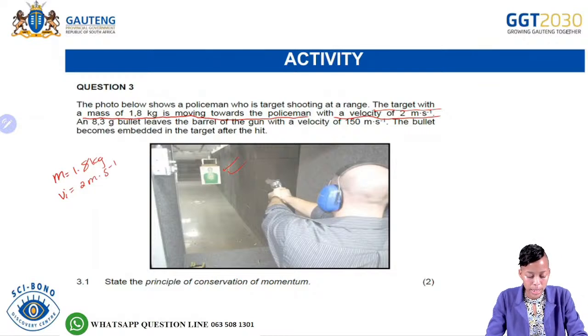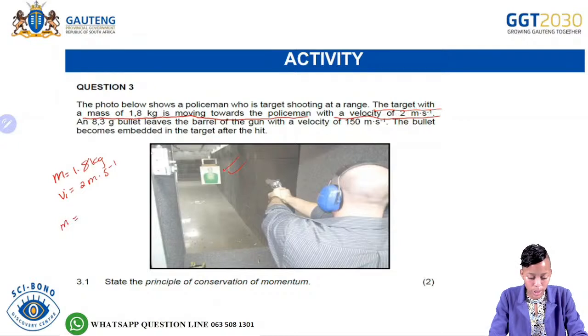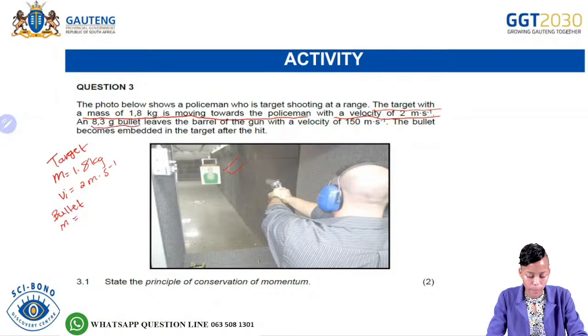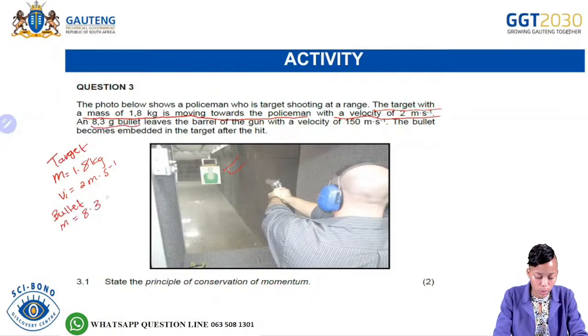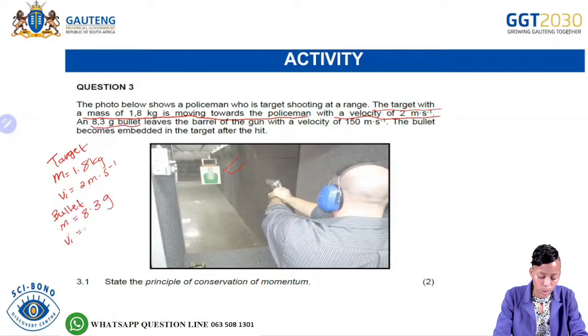And then it says an 8.3 gram bullet leaves the barrel. So we have 8.3 grams. That is the mass of the bullet. So for this one, we have a bullet, and for this one, we have the target. The bullet has a mass of 8.3 grams. It says it leaves the barrel of the gun with a velocity of 150 meters per second.